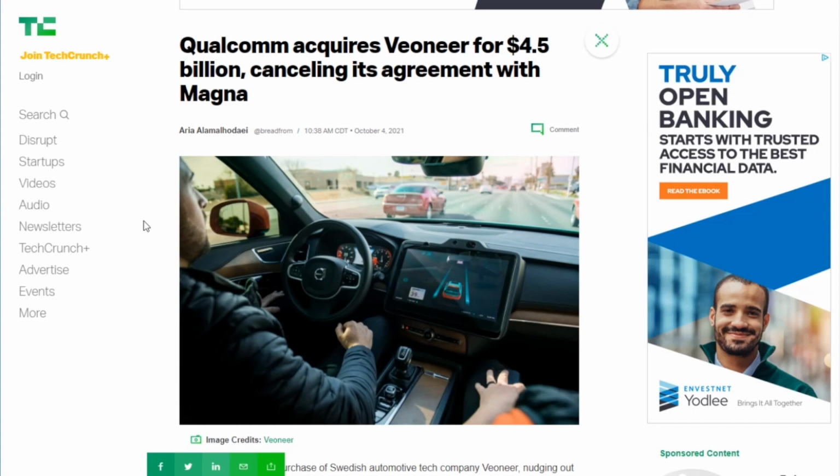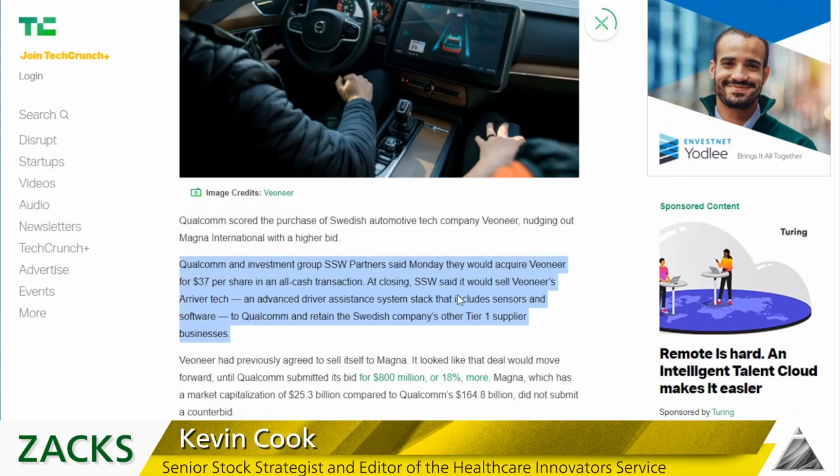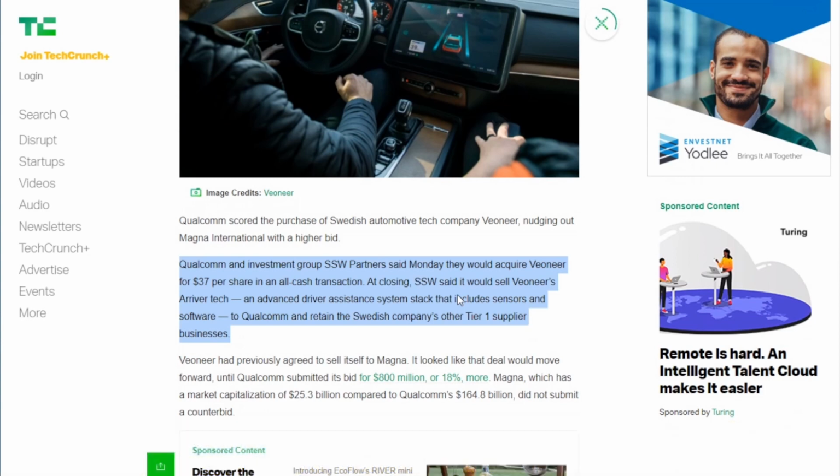And Qualcomm did an interesting acquisition here because they partnered with an investment group called SSW Partners, and this is from TechCrunch. So they bought Veoneer for $37 a share, all cash. And then at the closing, SSW, because maybe they brokered the deal, sold all the ADAS technology stack, including sensors and software, to Qualcomm. And then they retained the Swedish company's other tier one OEM businesses as a supplier. So that was sort of an interesting deal that Qualcomm almost let slip through their fingers.